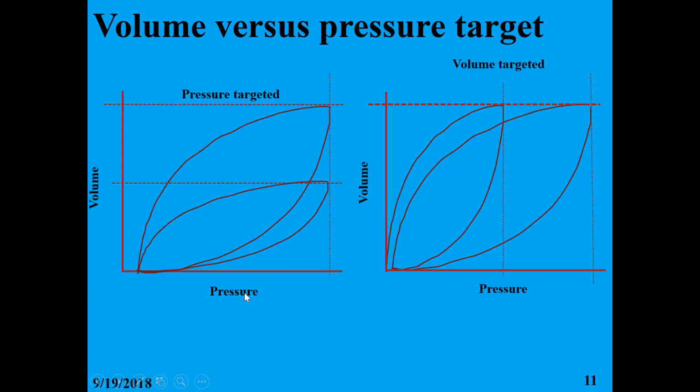Again, you can see the pressure. We have one pressure, but we have two volumes. So that is a pressure target, because the pressure is fixed. Look here. We have two pressures, but the same volume. So that is a volume target. Clear?